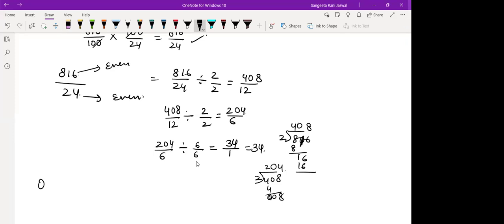Okay, let's take another number. Some more numbers. 26.452. No, this is multiplication. Let's take multiplication. Children, do this multiplication sum.